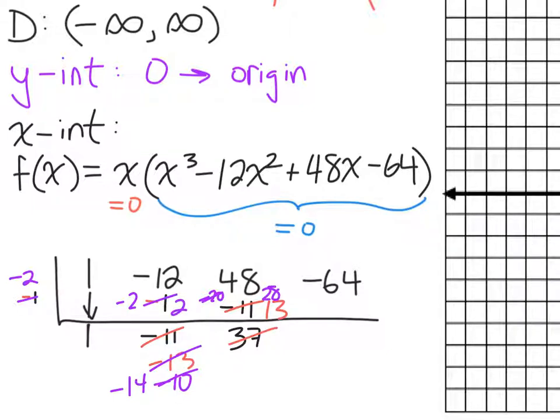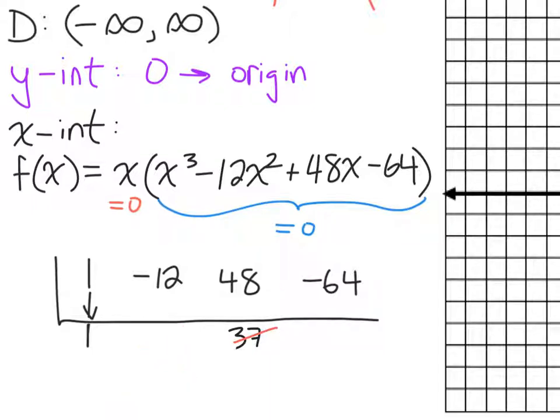Oof. All right, so I don't even know. Oh, the eraser's working. It's so temperamental. Sometimes it works, sometimes it doesn't. I think I tried negative 2. So let's try 3. Oh, 3 is not a factor. 4. 4 works. Yay.